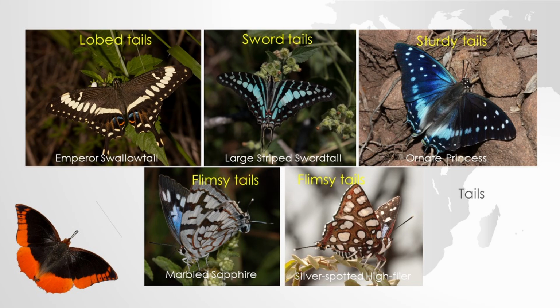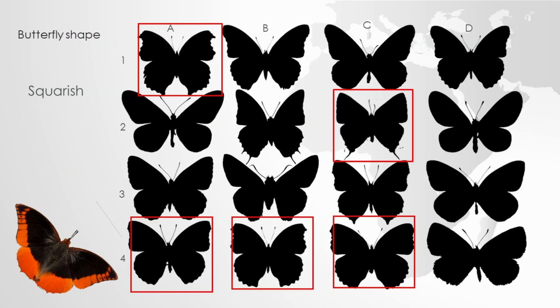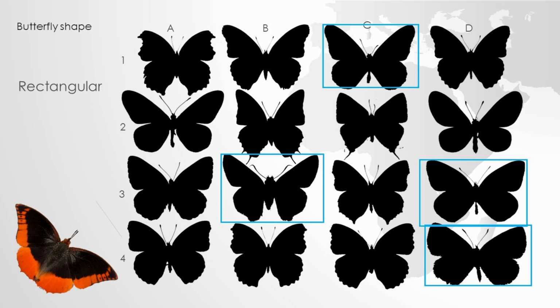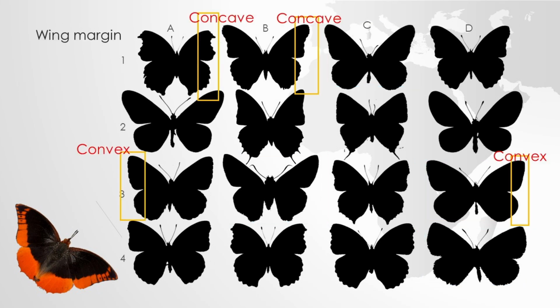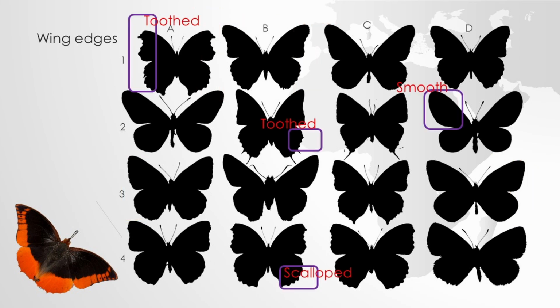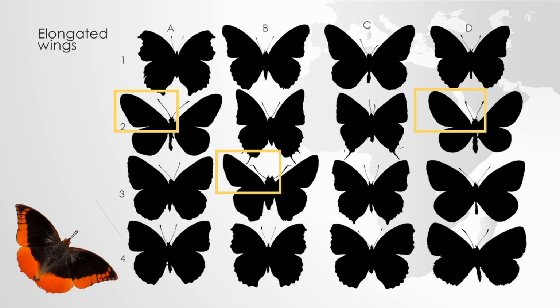Here are some real examples of lobe tails, swordtails, and 3 sturdy tails. And we also have some flimsy hair tails. What about the general shape of the wings? Now this is a bit tricky because it is more visible with set specimens, but a little bit of mental restructuring can well assist. How about the margins of the wing? Concave or convex? Are the wing edges smooth, scalloped or toothed? Are the wings elongated? Here are some real butterfly images.